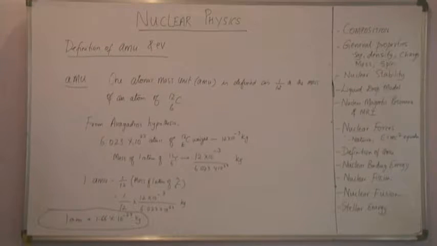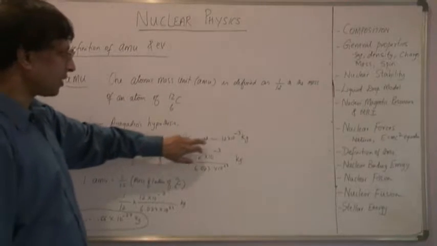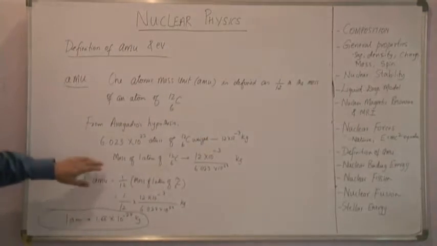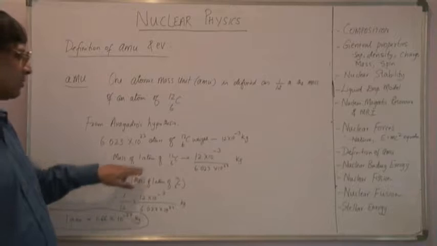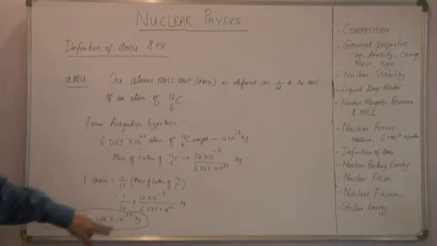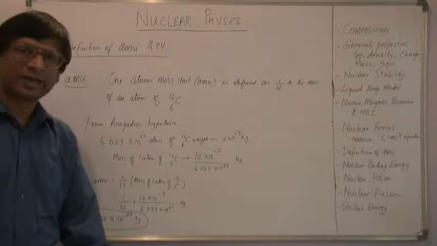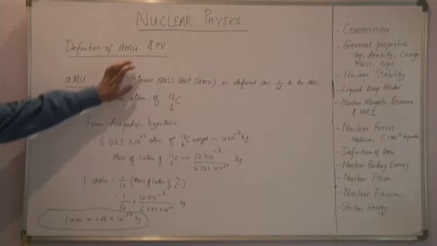So I find 1 AMU is 1.66 into 10 to the power of minus 27 kg. The way I started was I used Avogadro's hypothesis, which says that 6.023 into 10 to the power of 23 atoms of carbon weigh 12 into 10 to the power of minus 3 kg. I found out the mass of one atom, and then since 1 AMU is 1/12 the mass of one atom of carbon 12, I divide this value by 12 and I get 1 AMU is 1.66 into 10 to the power of minus 27 kgs. So this is the derivation for the AMU.